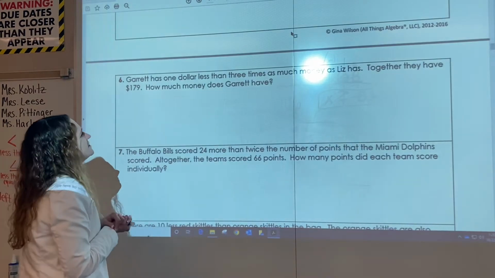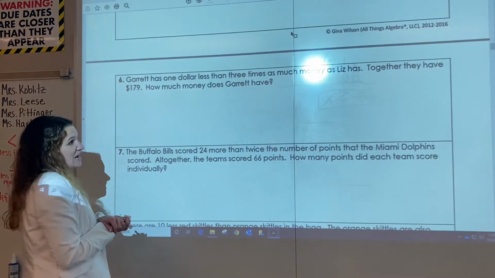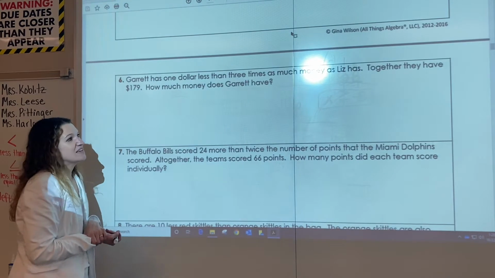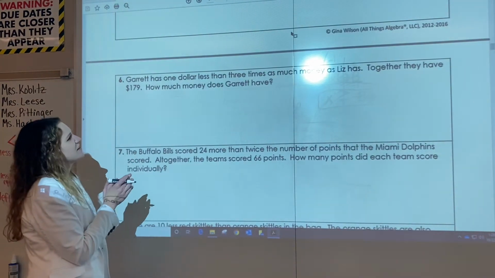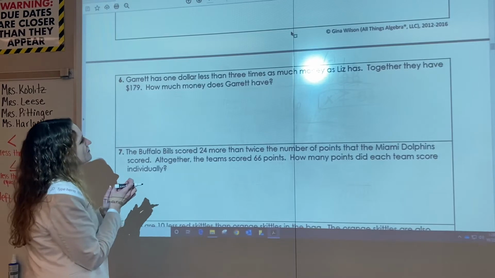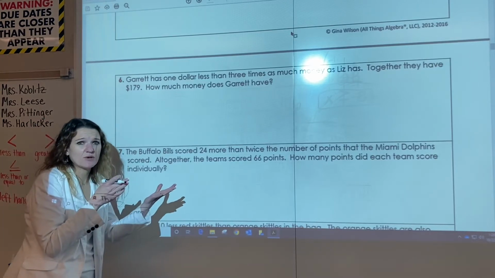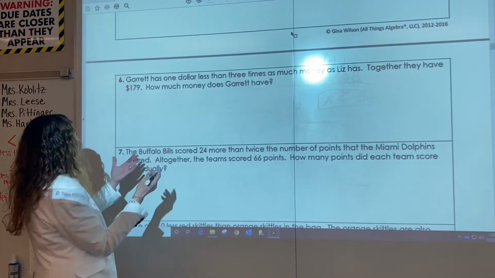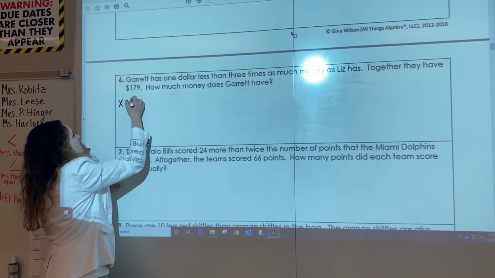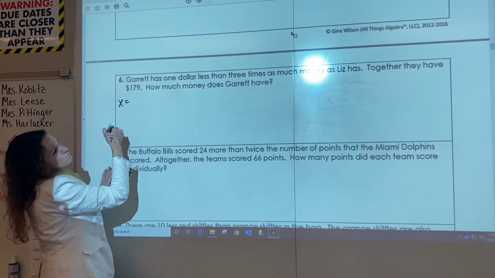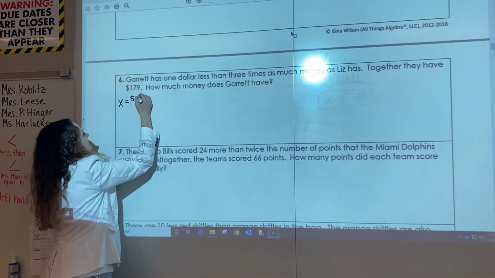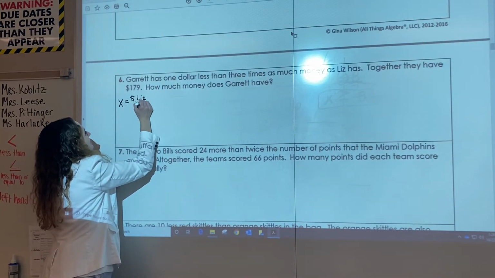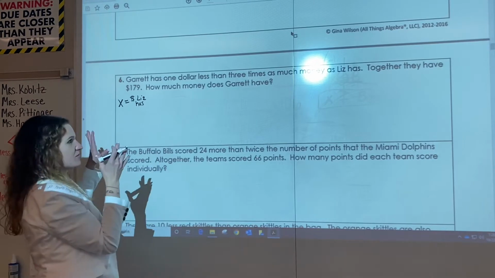Garrett has $1 less than 3 times as much money as Liz has. Together, they have $179. How much money does Garrett have? Well, in order to find out how much Garrett has, I need to know how much Liz has. So let X represent the money that Liz has. So that's going to be Liz's money.